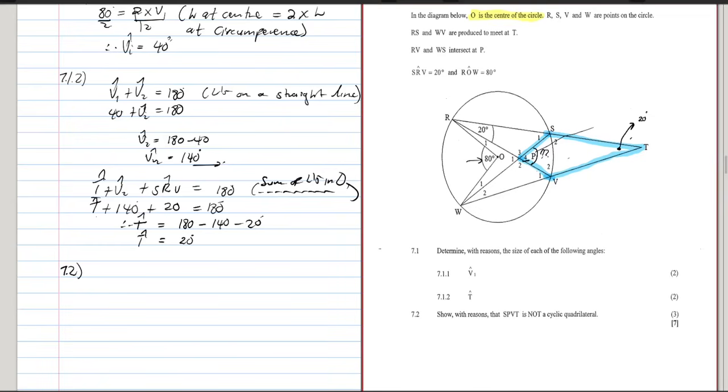What angles do we have? This is V1. We got 40 degrees. I just need to calculate P4. Alright, I see. There's a bow tie here. Let me show you, let me use a red. This is the bow tie.